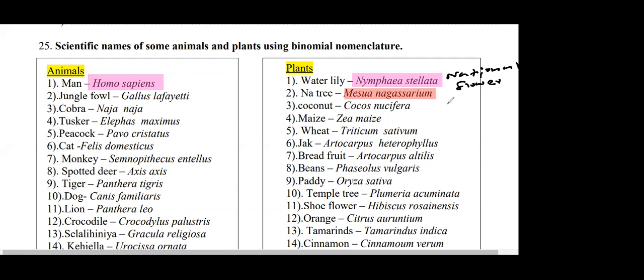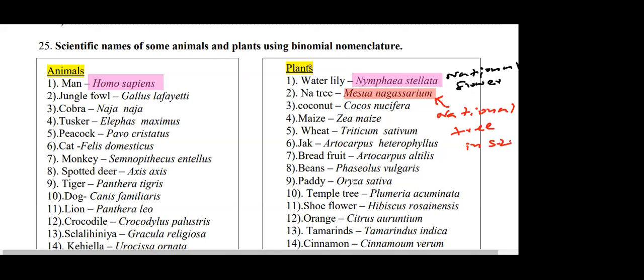Next, the national tree. This is the national tree in our country: Mesua nagassarium, Ironwood. National tree of Sri Lanka. Just remember those special ones, because they can ask this in the exam, not to write the name completely. National tree in Sri Lanka. I put SL.